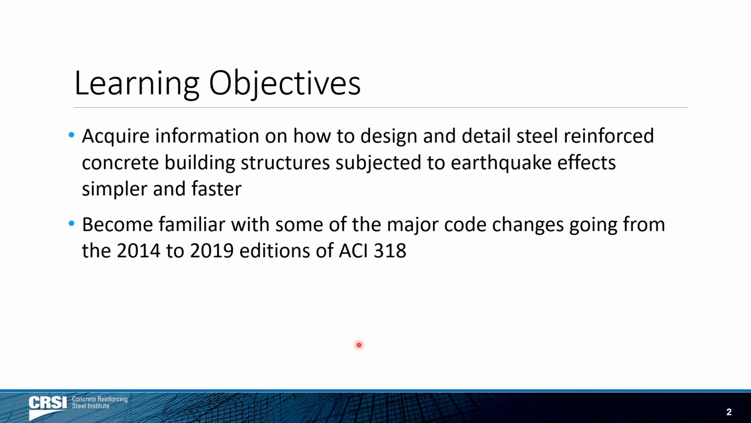In addition to that, I would also like to go over some of the major code changes that occurred going from the 2014 to the 2019 edition of ACI 318. There are quite a number with respect to seismic design, especially for the special structural wall. So we'll spend a little time on that. So given those two main objectives, we're going to go ahead and first give you a general idea of how the design guide is organized and then get specifically into these two topics.